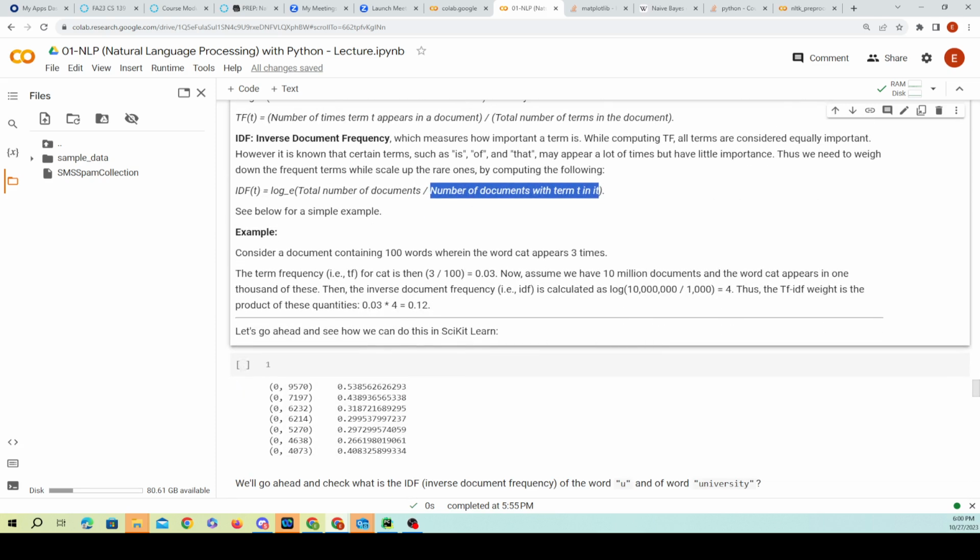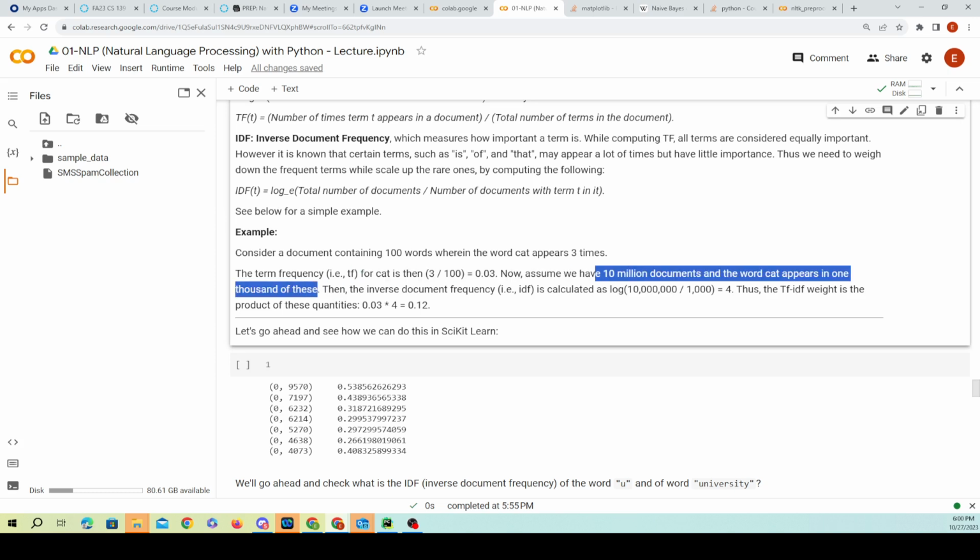Consider a document containing 100 words wherein the word cat appears 3 times. So in order to find the IDF, the inverse document frequency, the term frequency in this case would be 3 out of 100. So that's the frequency, no problem. Now assume that there's 10 million documents and the word cat appears in 1,000 of these documents. So now it's different, right? We can calculate the frequency because the word appears 3 times in a document that has 100 words.